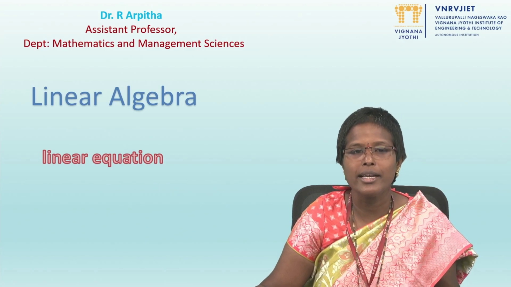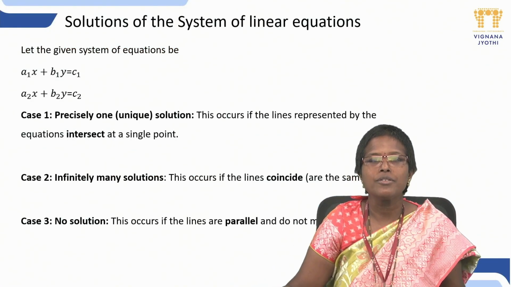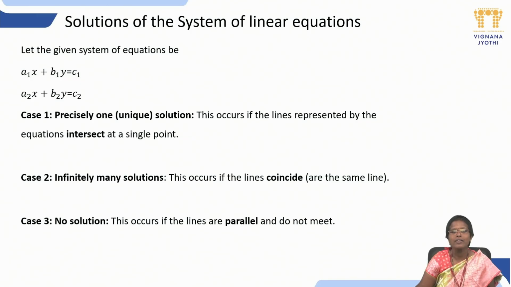My topic is now linear algebra: solution of system of linear equations. Here I have considered the system of equations a1x plus b1y equals c1 and a2x plus b2y equals c2. Most probably the system of equations has three types of solutions: unique solution, infinitely many solutions, and no solution.